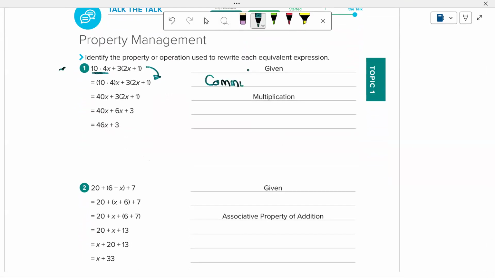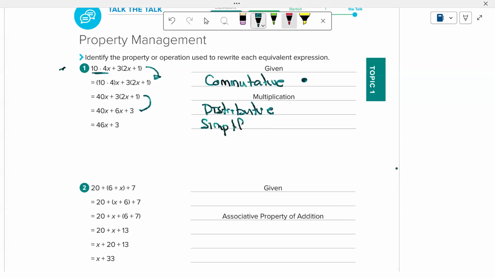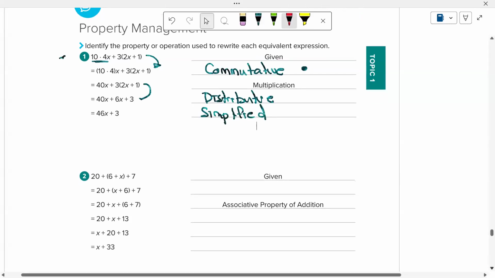Commutative property of multiplication. And then how did the next step go? They multiplied, simplified it, got it. How do they go from here to here? They clearly did distributive. So that's all you're trying to tell me. And then the very last step, they just simplified. That's all they did. That's all you're stating to me.